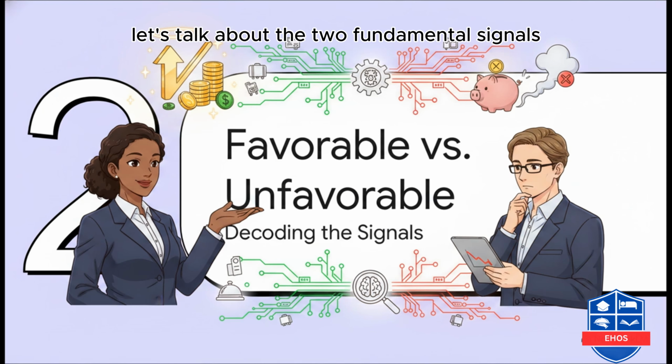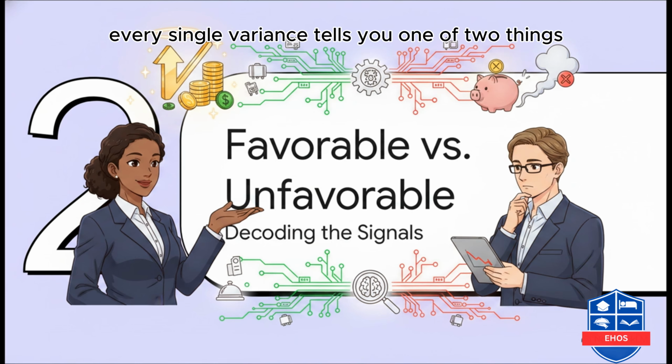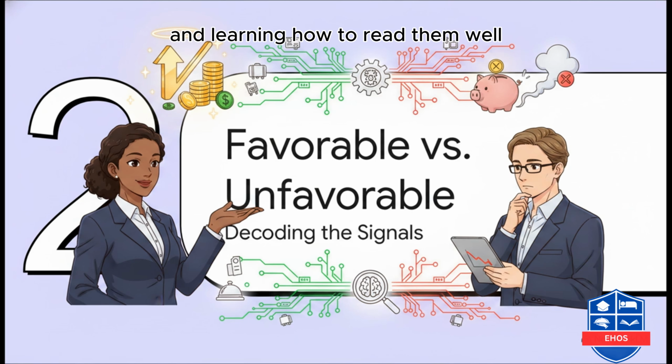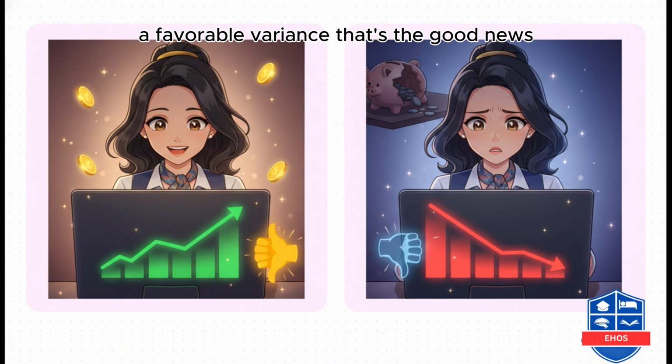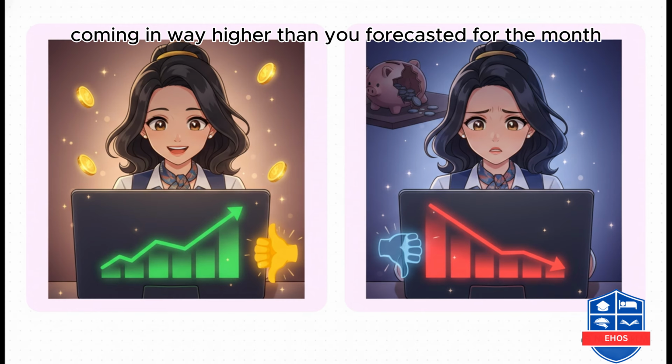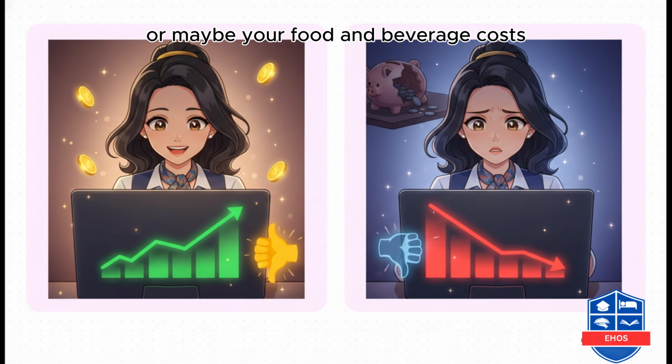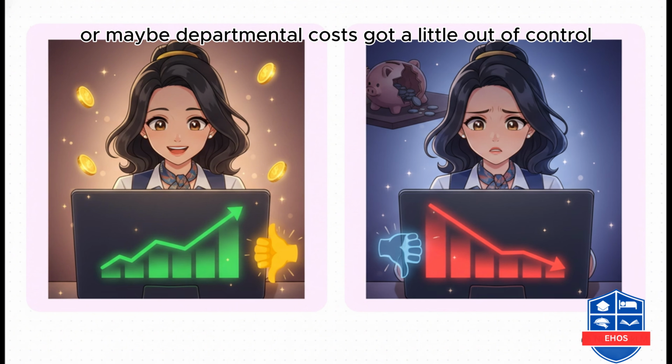Okay, now let's talk about the two fundamental signals that variance analysis sends us. Every single variance tells you one of two things, and learning how to read them, well, that's the very first step toward mastery. It's actually pretty straightforward. A favorable variance, that's the good news. Think about your room revenue coming in way higher than you forecasted for the month. Or maybe your food and beverage costs ended up being lower than you budgeted. On the flip side, an unfavorable variance is like a little red flag, telling you to pay attention. It might mean you missed your sales targets, or maybe departmental costs got a little out of control.